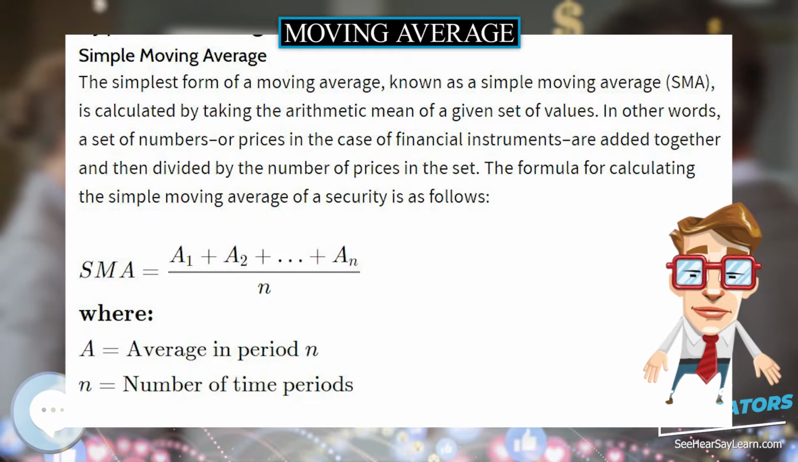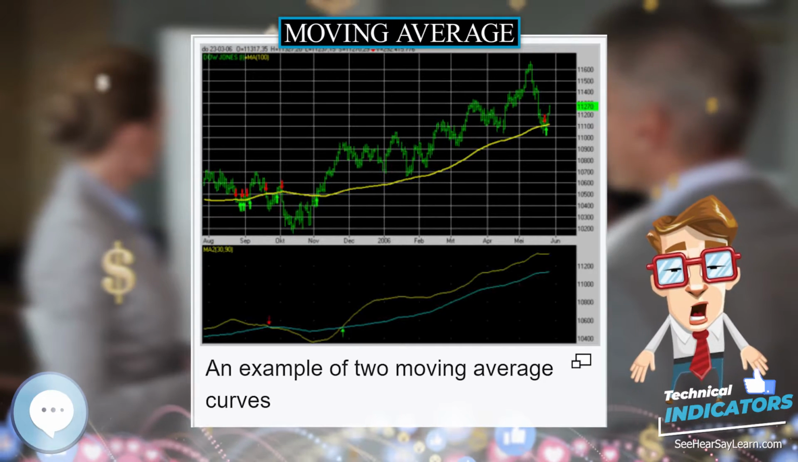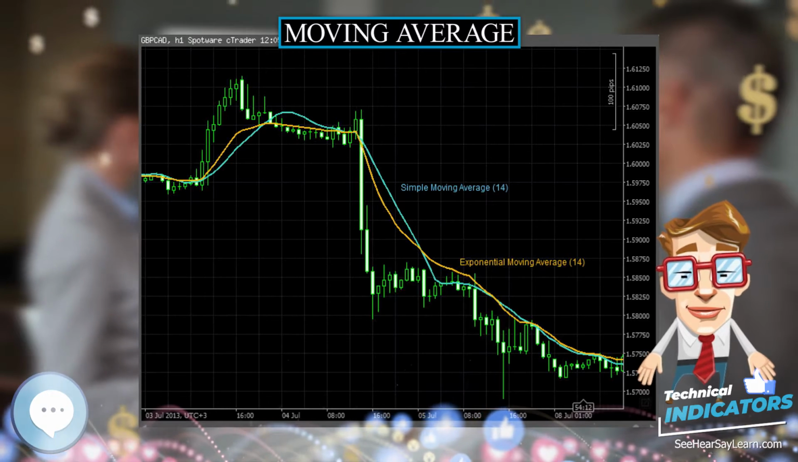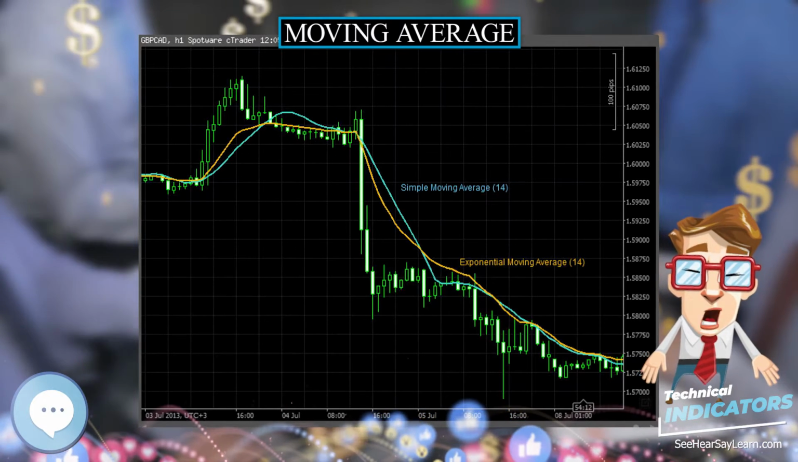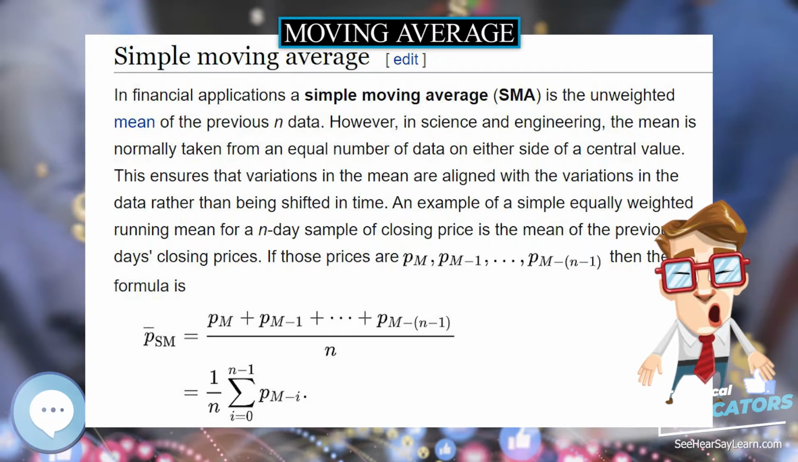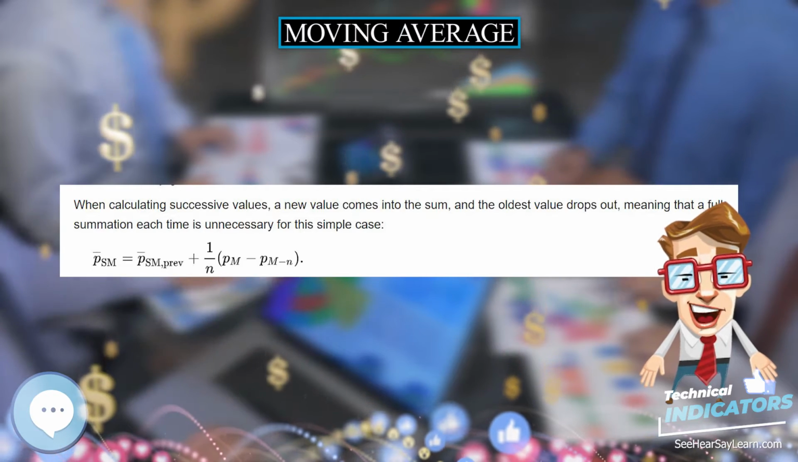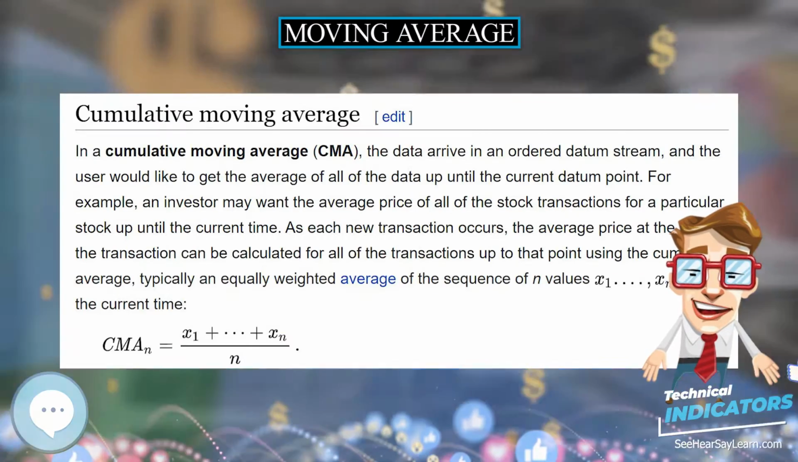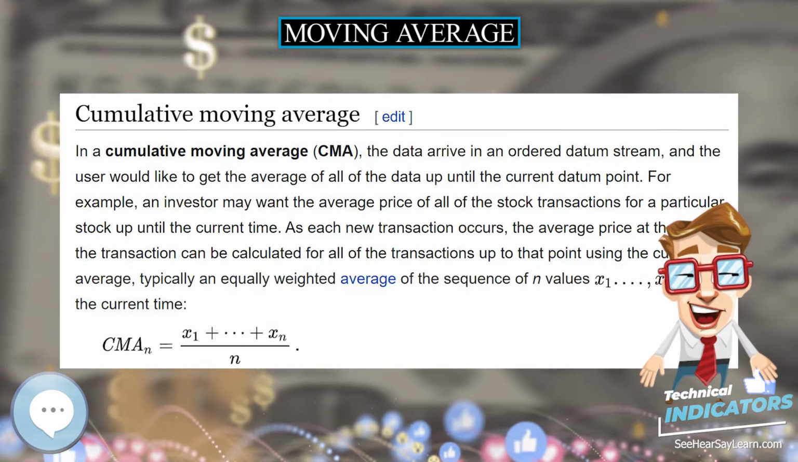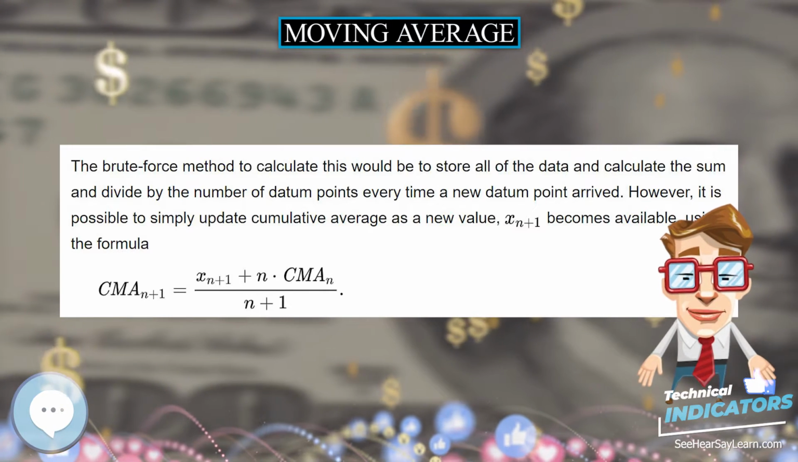Simple moving average. In financial applications, a simple moving average, SMA, is the unweighted mean of the previous n data. However, in science and engineering, the mean is normally taken from an equal number of data on either side of a central value. This ensures that variations in the mean are aligned with the variations in the data rather than being shifted in time. An example of a simple equally weighted running mean for an n-day sample of closing price is the mean of the previous n days' closing prices.